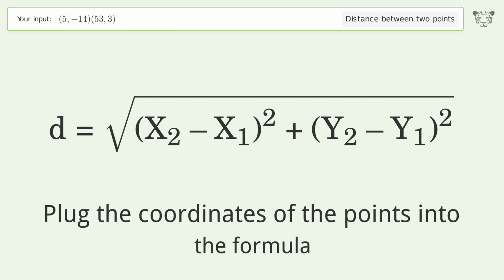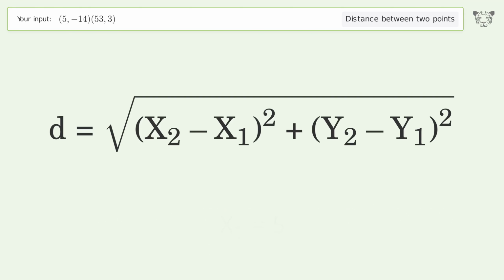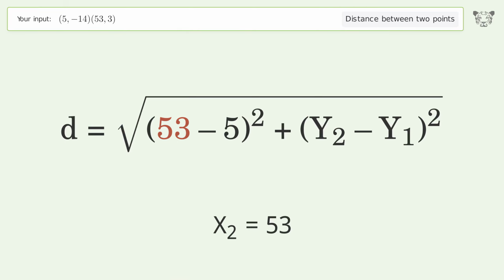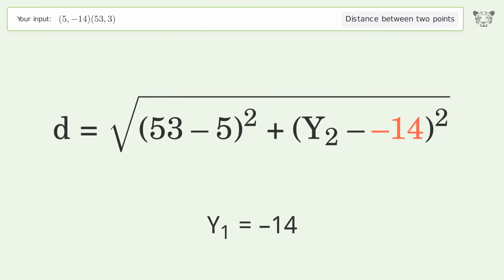Plug the coordinates of the points into the formula. x1 equals 5. x2 equals 53. y1 equals -14. y2 equals 3.